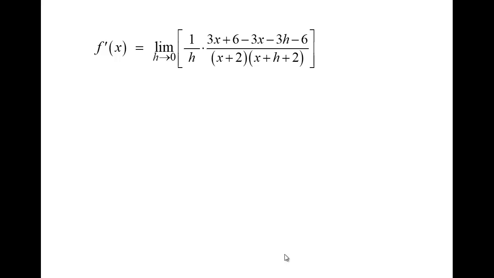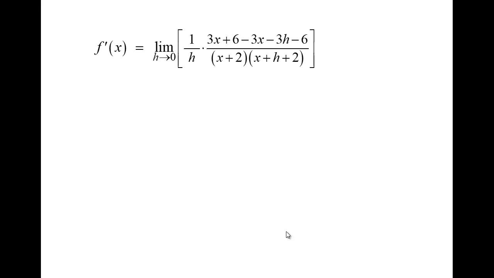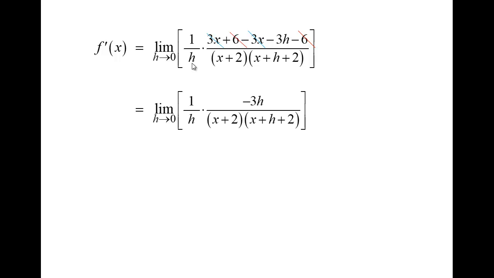And if we do that, we're subtracting this from this. Now this is 3x plus 6, and this is 3x plus 3h plus 6, and you're subtracting. So this is what we get. We can cancel out the 3x, we can cancel out 6. Now we only have negative 3h in the numerator, but then I can cancel the h with the h here. So we have negative 3 now, and then we have negative 3 over x plus 2 times x plus h plus 2.